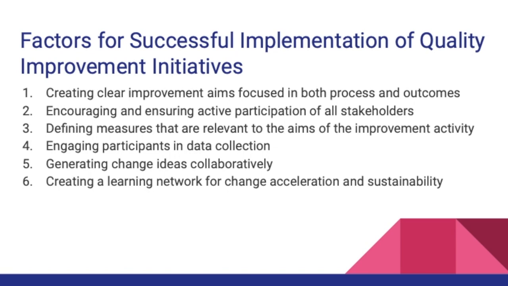The 6 factors for successful implementation of quality improvement initiatives: creating clear improvement aims focused on both process and outcomes, encouraging and ensuring active participation of all stakeholders, defining measures that are relevant to the aims of the improvement activity, engaging participants in data collection, generating change ideas collaboratively, and creating a learning network for change acceleration and sustainability.